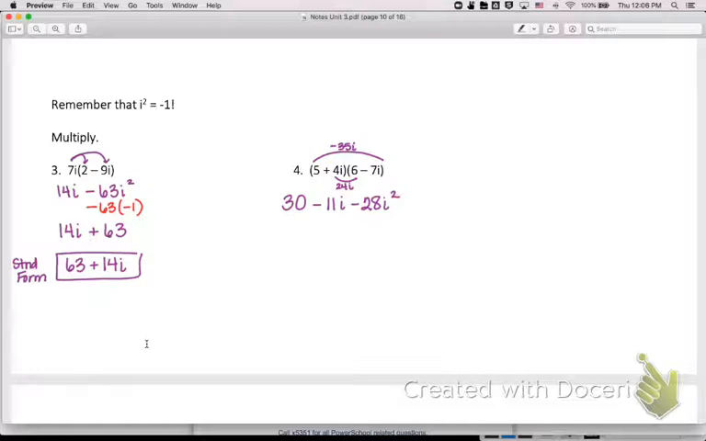Now remember, negative 28i squared is going to be negative 28 times negative 1. So this is really just going to be positive 28. And so when we combine, we get 58 minus 11i. And so that is our complex number.